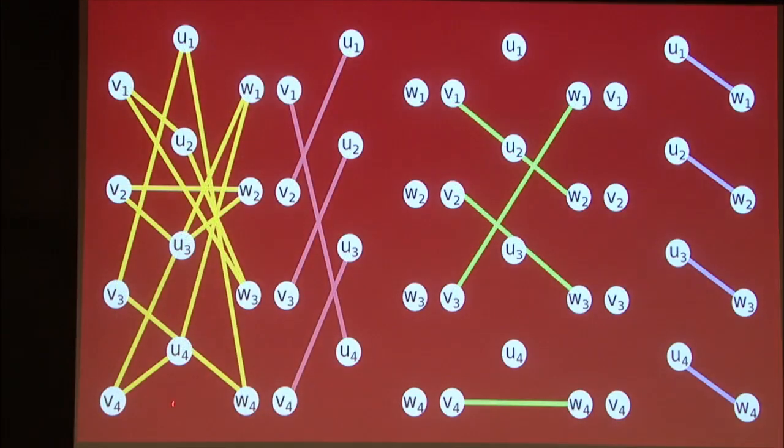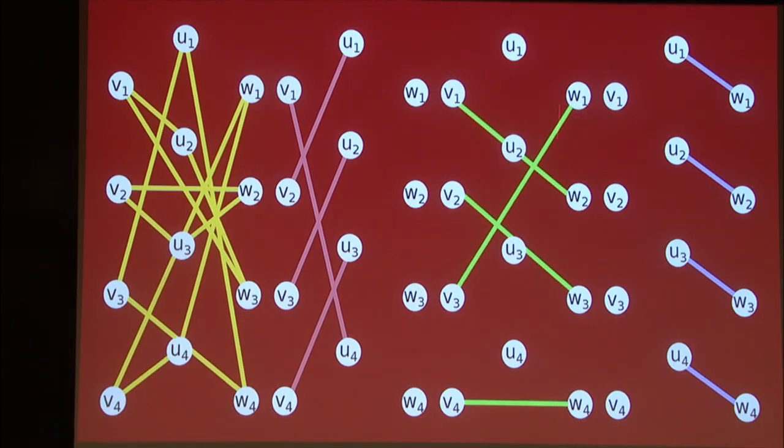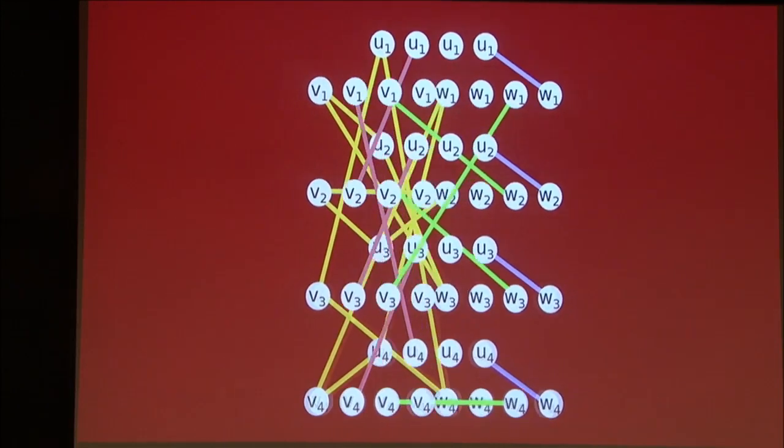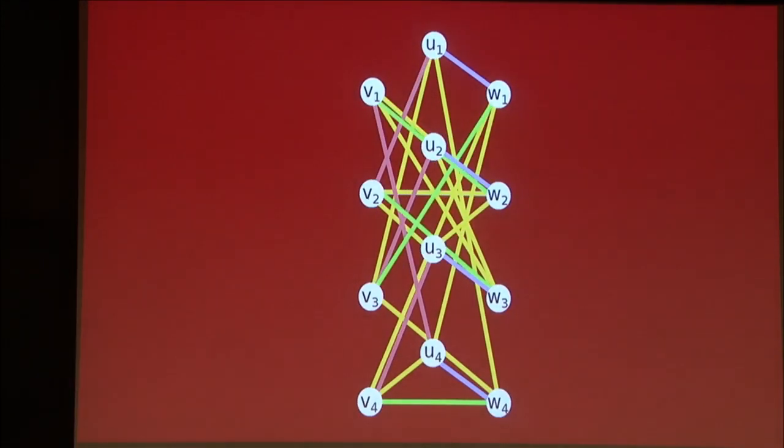So here's a picture. Here's the balanced lift of the triangles. Here's the balanced lift of the pink edges, of the green edges, of the blue edges. And then finally, you sum them. That's the final graph. Okay, so this is an additive four lift of my four atoms, a triangle and three edges.